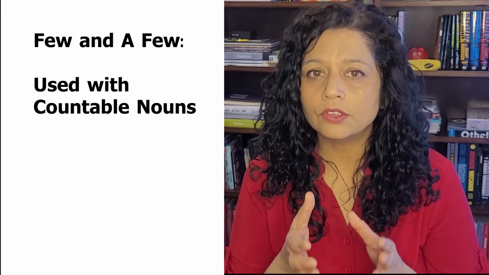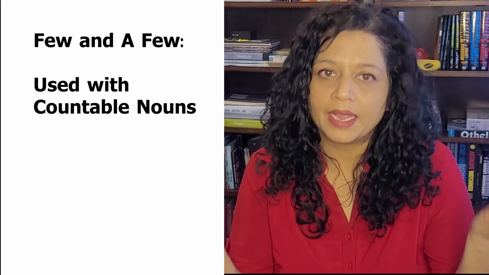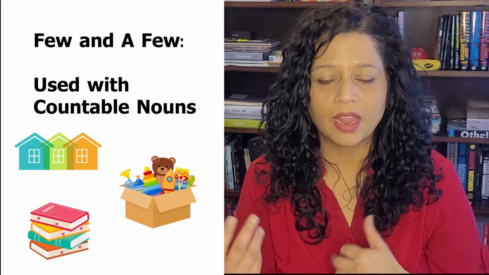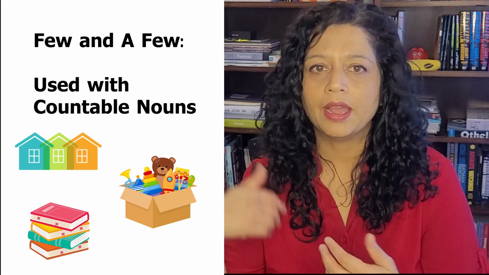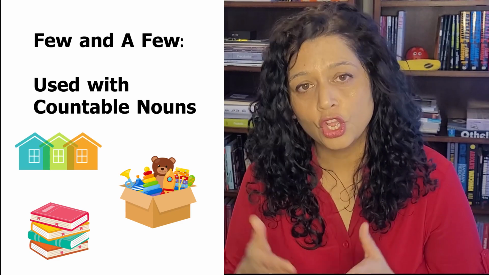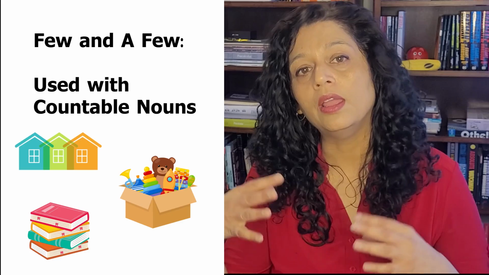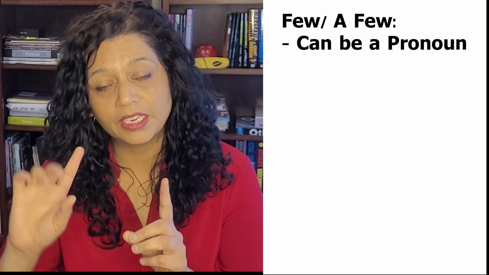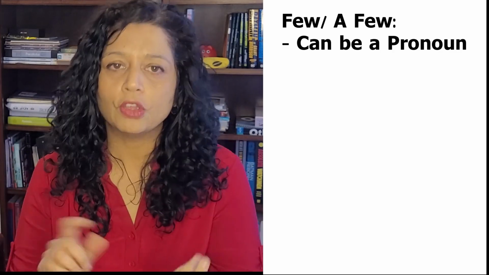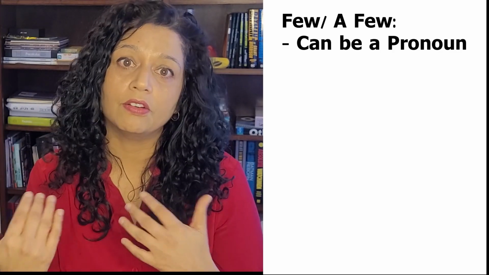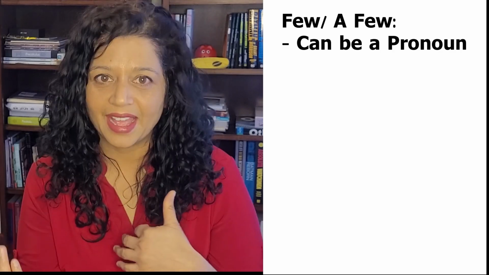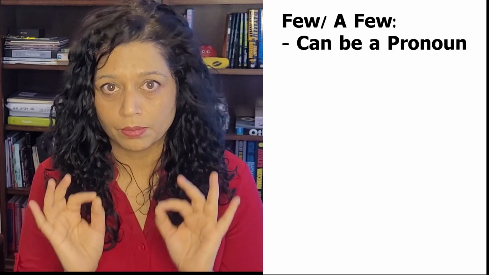Okay, so do you see how just adding that article changed the tone and the meaning, the implied positivity or negativity of a sentence? One thing to remember is that both few and a few are used with countable nouns. And countable nouns are nouns that can be counted, like houses, toys, books, right? 1 book, 2 books, 3 books, 1 house, 2 houses, 3 houses, countable nouns. So you will use both few and a few with countable nouns. Few can also be used as a pronoun, so it can be used instead of a noun. Both few and a few can be used instead of nouns. Okay, so they become pronouns in that case. And it is always a plural pronoun.